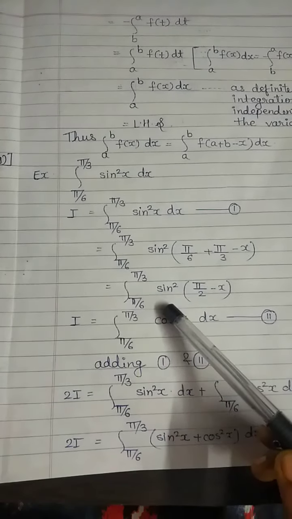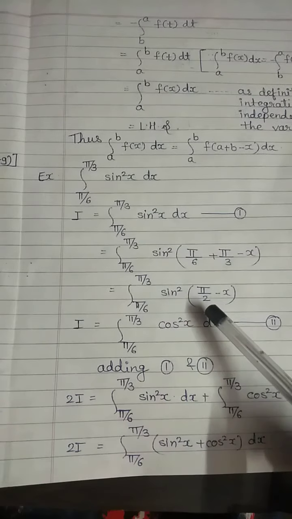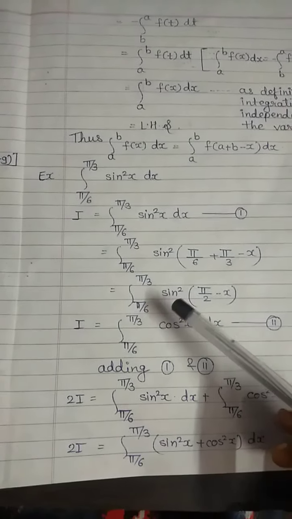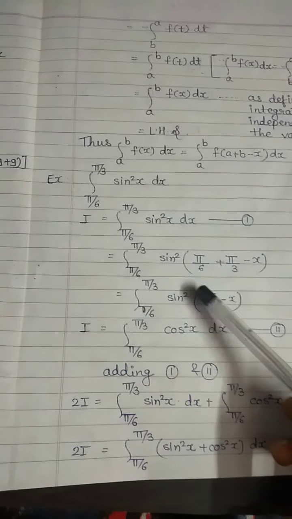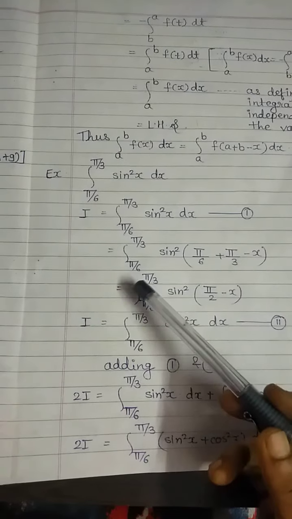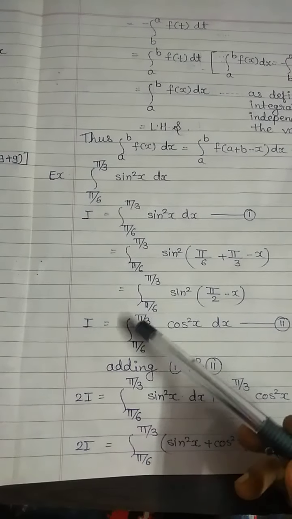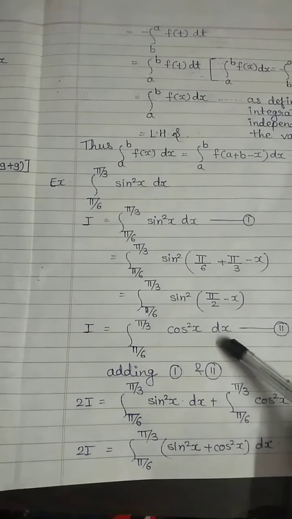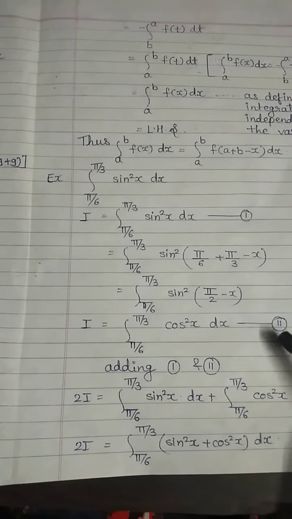Now since we know that sine of 90 degree minus theta is cos theta, so here sine square is given, so we will get cos square theta. So this integration we can write as I is equal to integration of pi by 6 to pi by 3 cos square x dx, and we call this equation number 2.